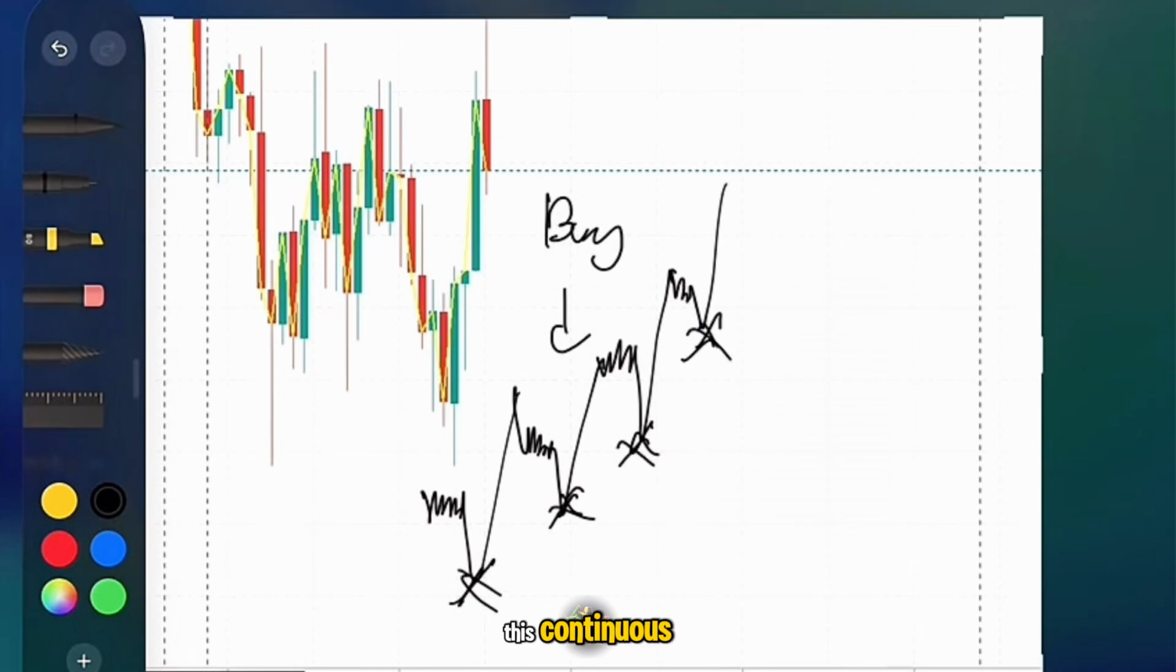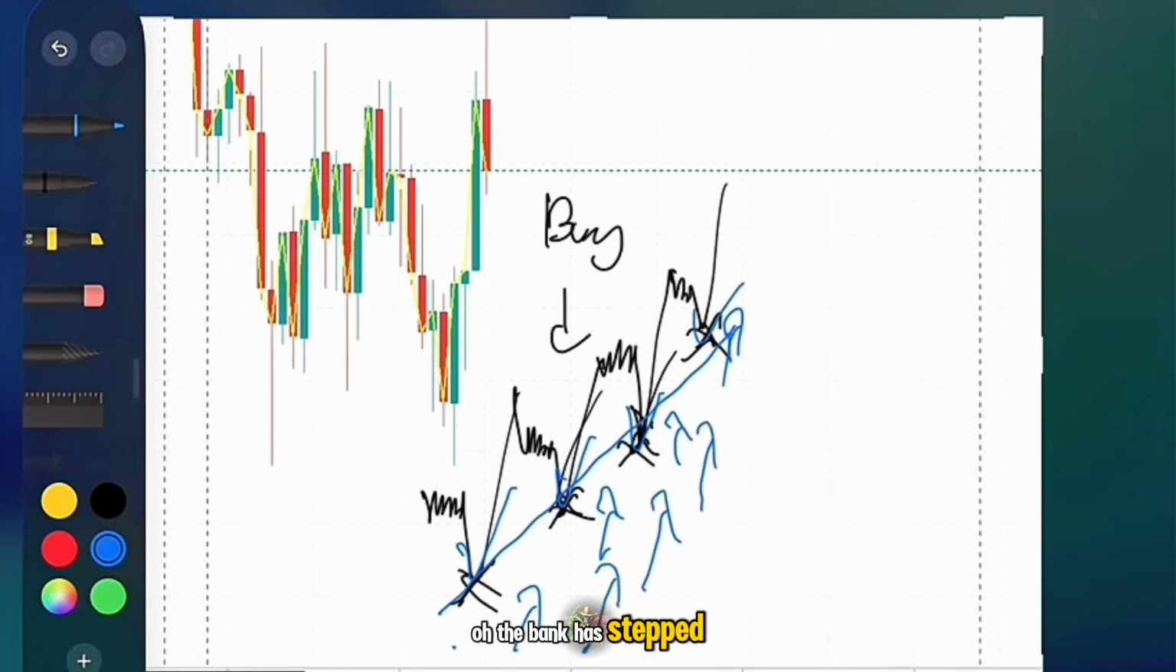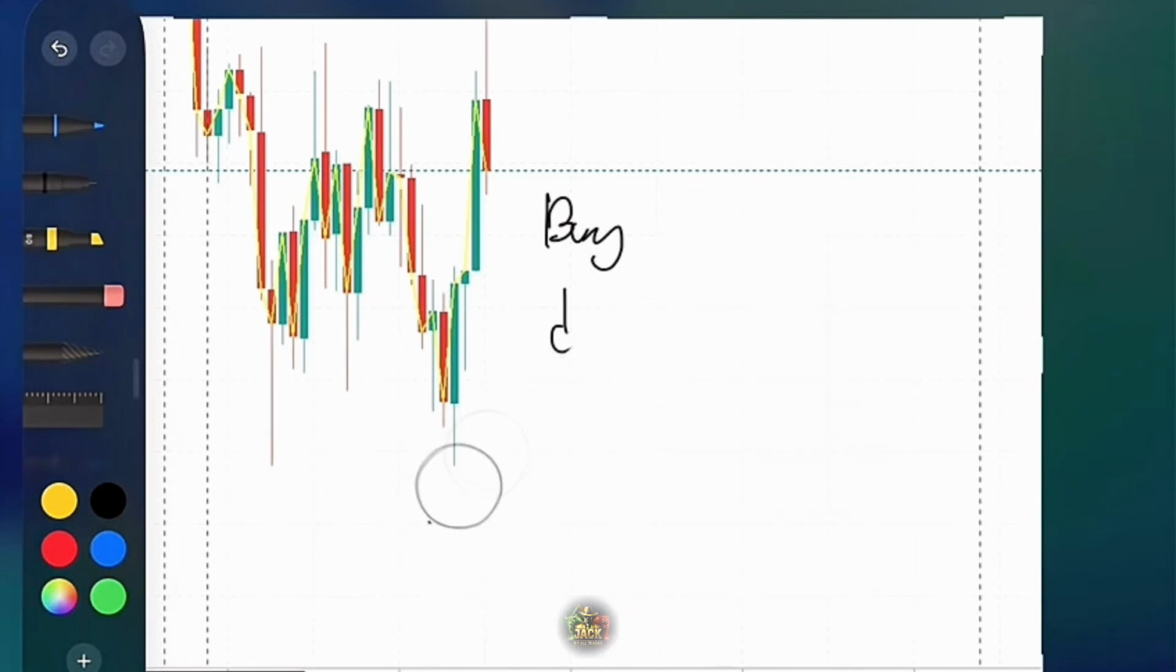This continuous spikes, right? This continuous spikes, as you can see here, indicates that market is pushing up. Okay? This continuous spikes indicates that market is interested to go up. Okay? And also, this is where the banks are literally pushing the price up. This is where you know, oh, the bank has stepped in. The buyers have stepped in. They are pushing the price up.